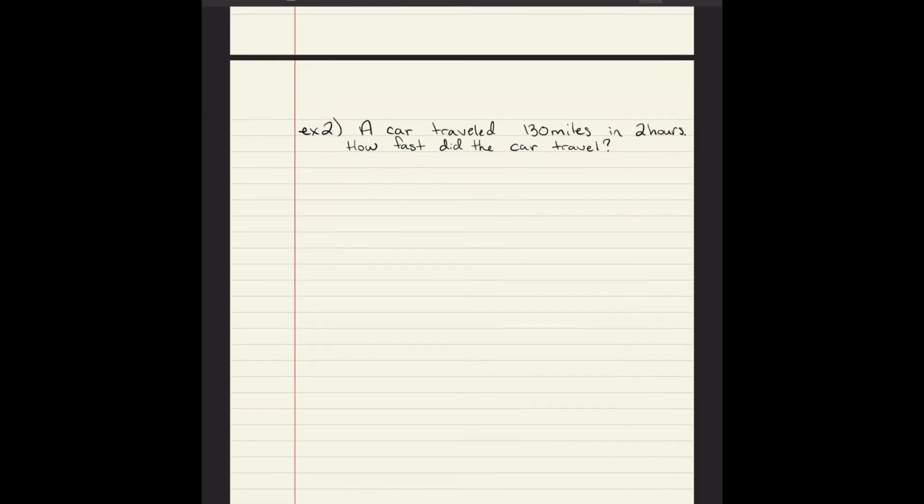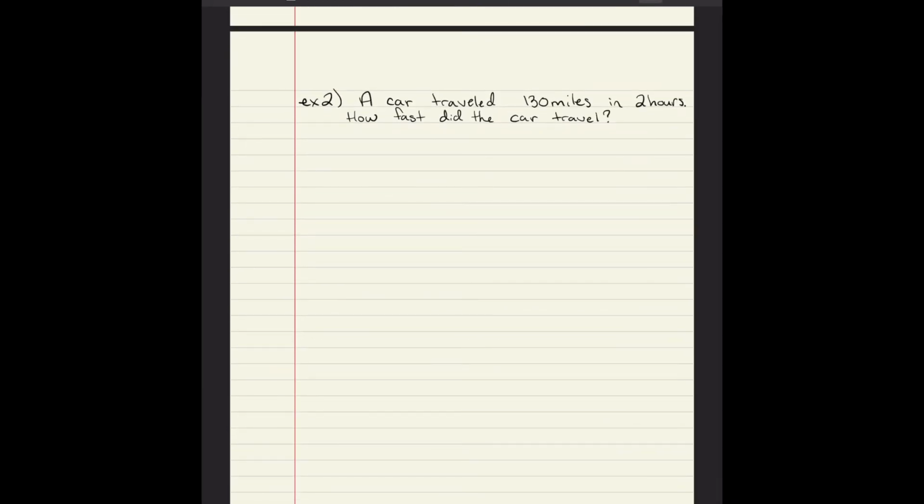Let's try another one. A car traveled 130 miles in 2 hours. How fast did the car travel? So we're starting with underlining the important information. So the car traveled 130 miles in 2 hours. How fast did the car travel?